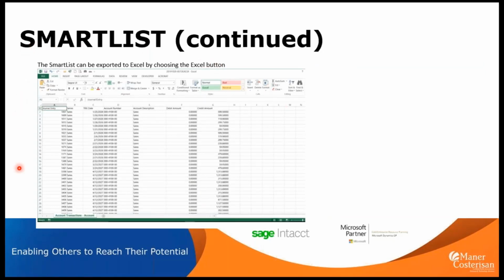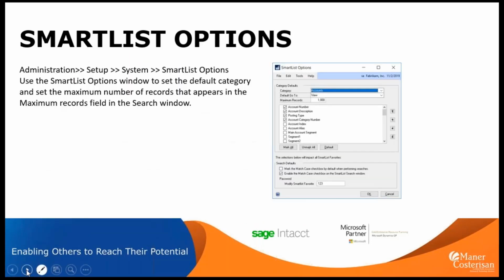As you see here, the smart list can be exported to Excel just by clicking that Excel button. And we talked about our smart list options where you could change it for a particular category, which means that particular smart list folder.